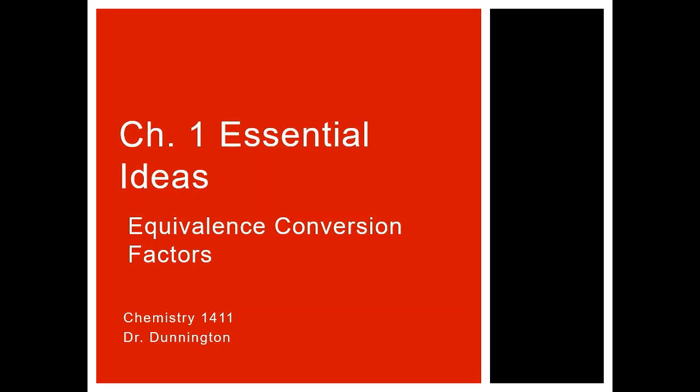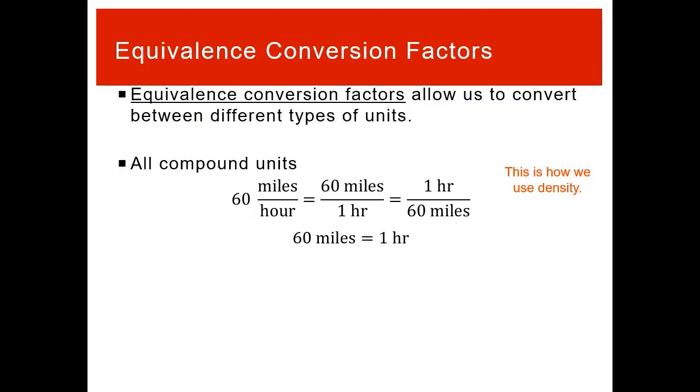Final topic in chapter 1 is equivalence conversion factors. So an equivalence conversion factor allows us to convert between different types of units. Previously we talked about conversion factors that were about the definition of a unit. The relationship is always the same between, say, a centimeter and an inch, because those are just defined units. Equivalence conversion factors are then going to be relationships between unrelated units based on a given situation.